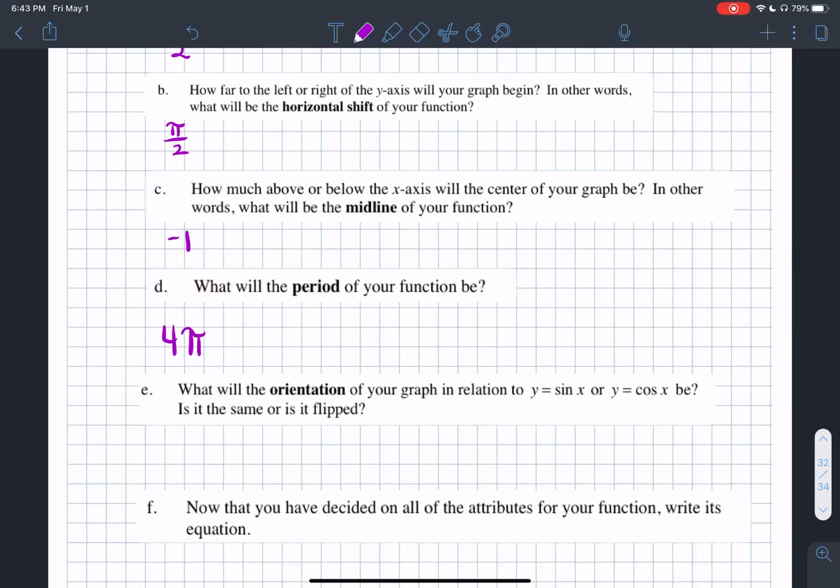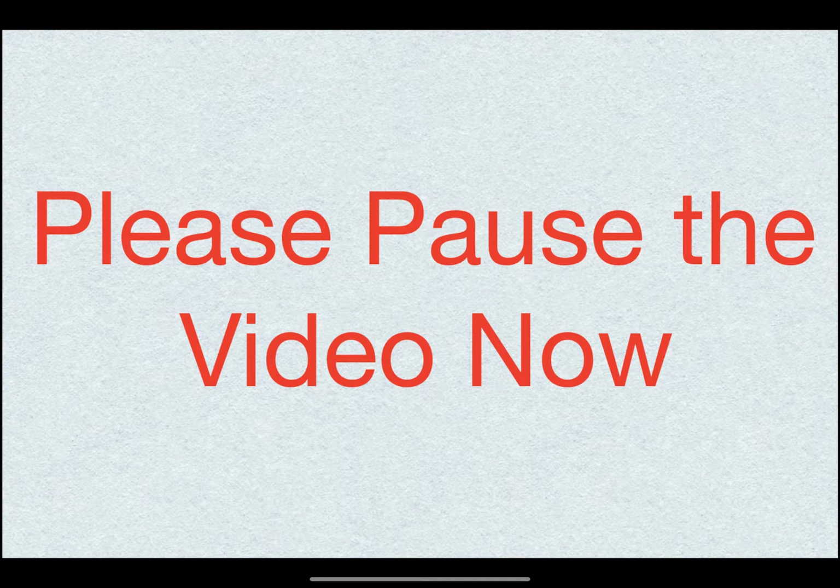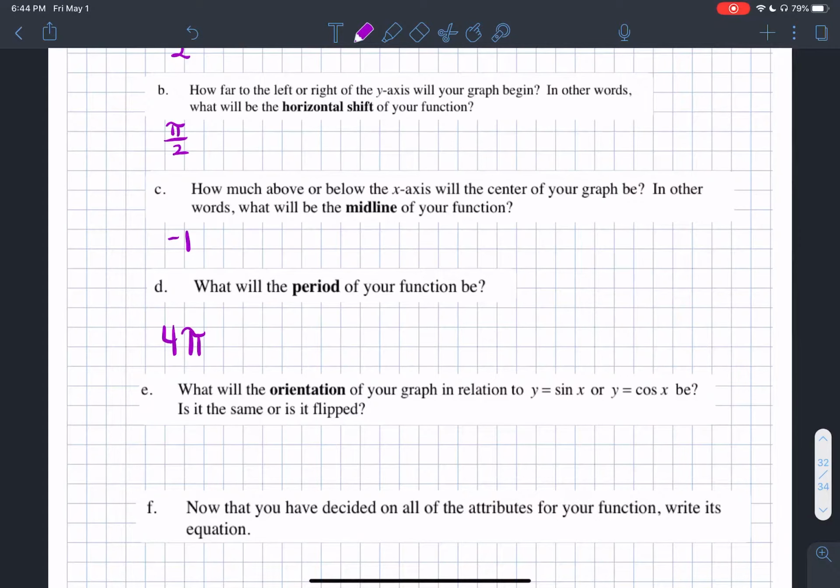Now that you've chosen the period of your function, please read part E. Pause the video now to read part E. Now that you've read part E, let's talk about what it's asking you to do. Part E is asking what the orientation of your graph would be. So is it going to be a sine graph or a cosine graph? Is it the same or is it flipped?